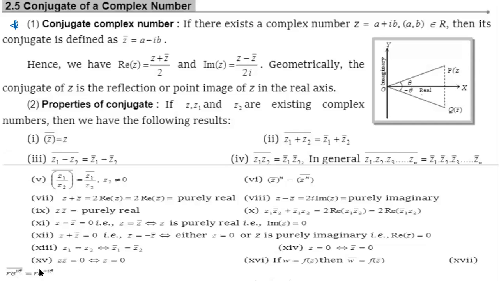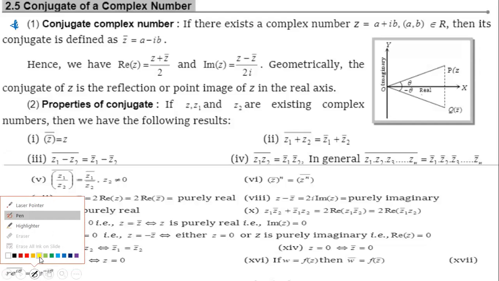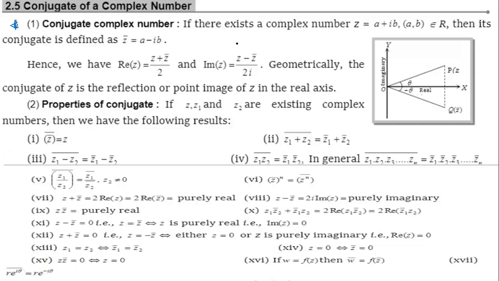Next one, see. What is the conjugate of a complex number? That's the question. So, dear students, see: Z is equal to a plus ib. Then its conjugate is defined as Z bar equal to a minus ib. So carefully see, dear students: this will make some angle theta in the anti-clockwise direction, and this is the clockwise direction. One is minus theta, one is theta.